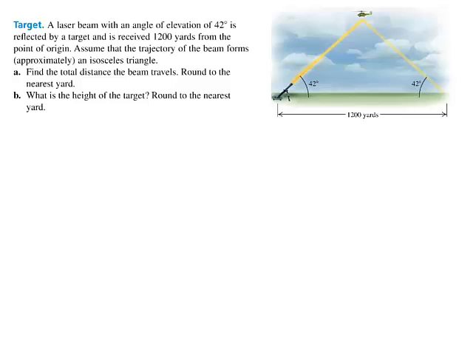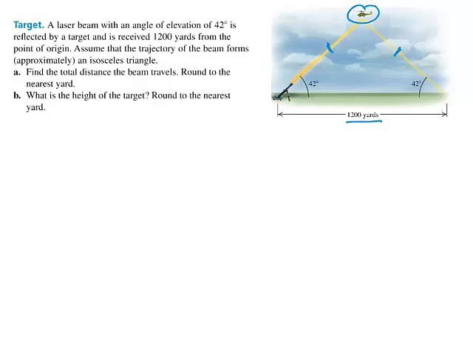Alright, one last example here. It says a laser beam with an angle of elevation of 42 degrees is reflected by a target, which the target here is this helicopter, and is received 1,200 yards from the point of origin. Assume the trajectory of the beam forms an isosceles triangle. So that just means that this side and this side are going to be equal to each other. Find the total distance the beam travels, rounded to the nearest yard. What is the height of the target, rounded to the nearest yard?